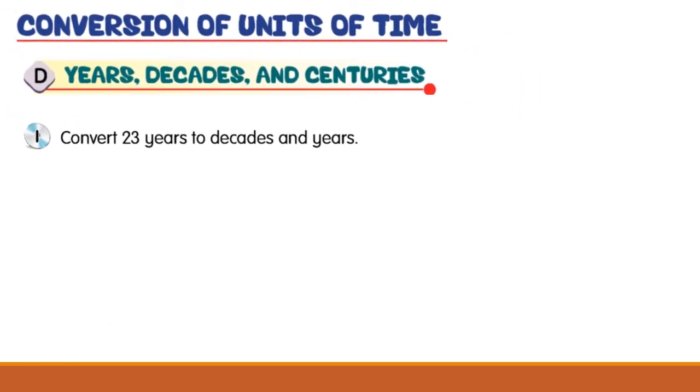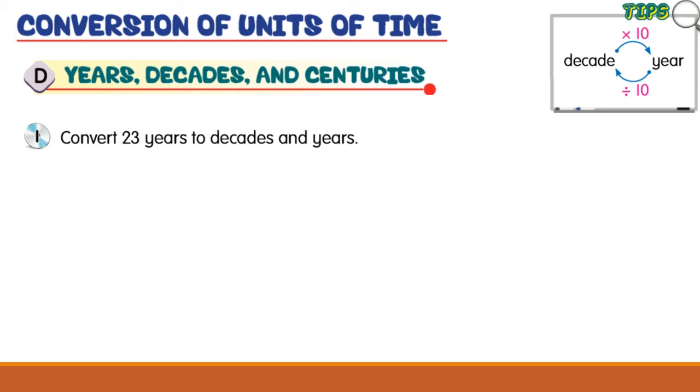Our next conversion units of time, this one is involving years, decades and centuries. So the tips here, you have to know 1 decade is equal to 10 years. So if you want to convert decade to years, you have to multiply with 10. If you want to convert year to decade, so you have to divide with 10.